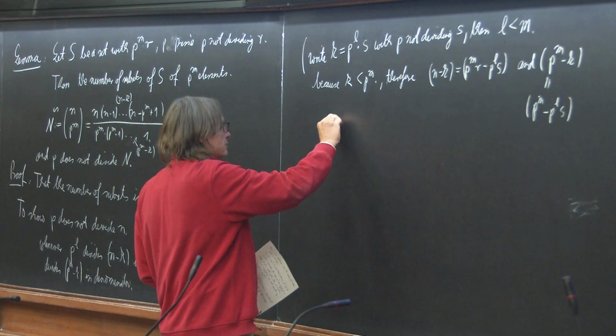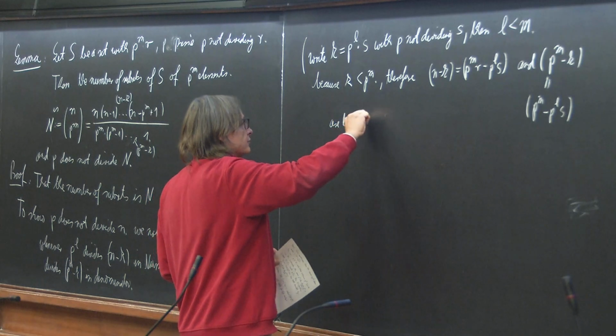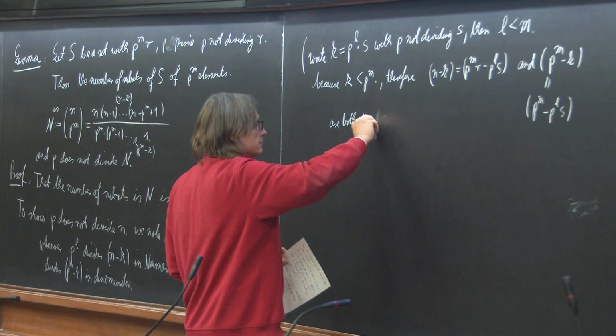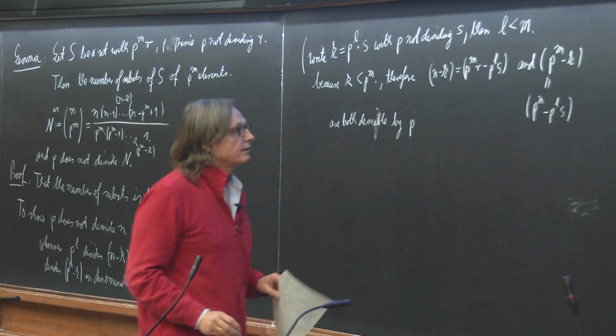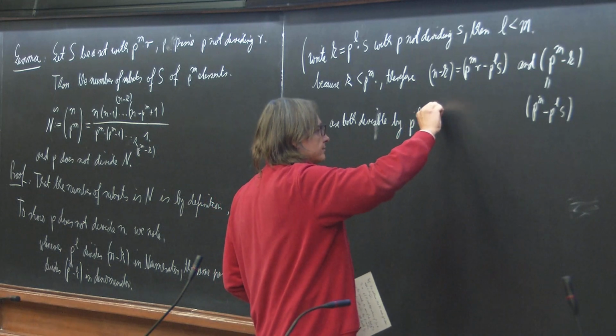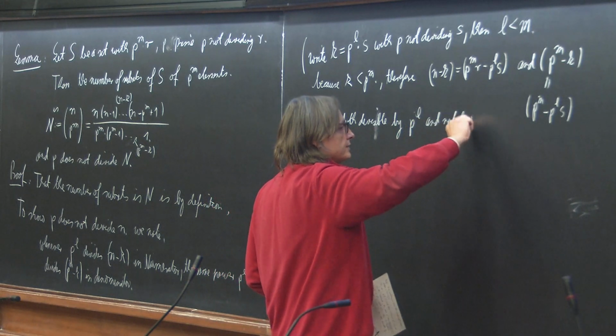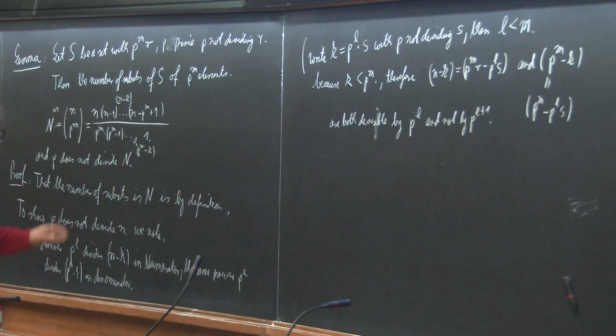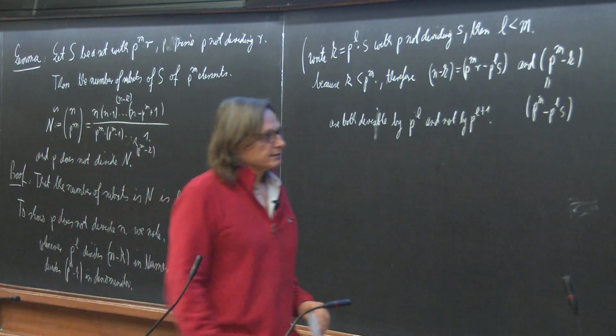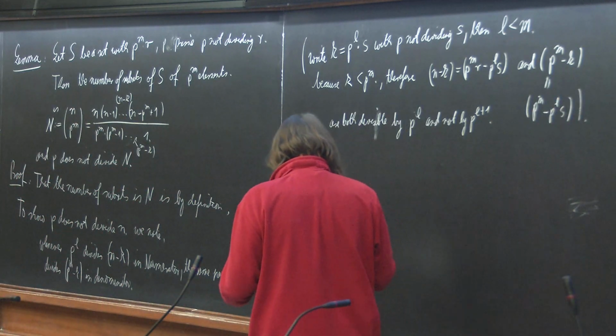are both divisible by p^l and not by p^(l+1). So we see that the maximal power of p which divides the factor above is the same as the maximum power of p that divides the corresponding factor below. So the factors of p precisely cancel, and so this is not divisible by p.